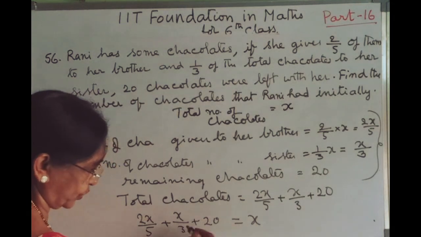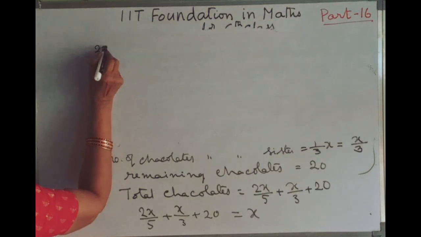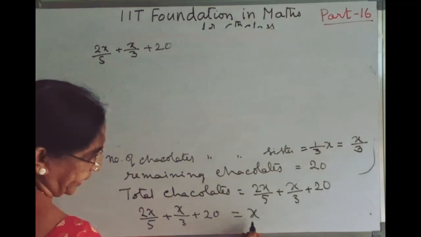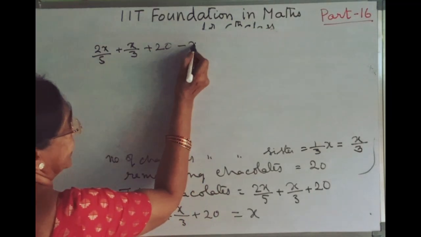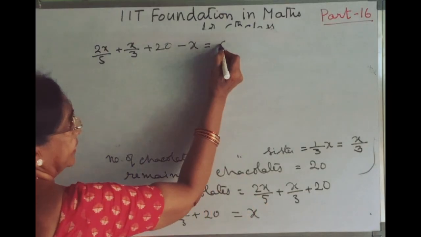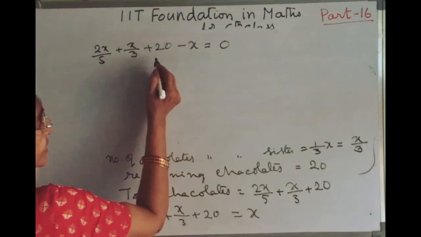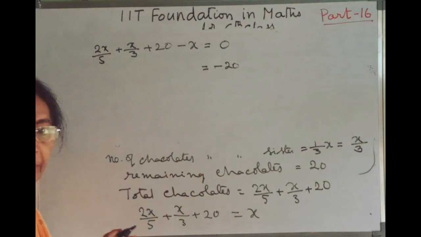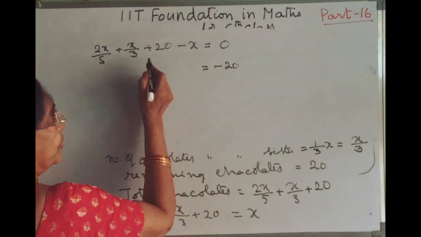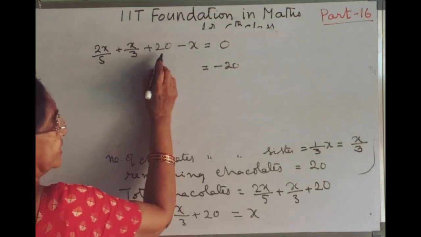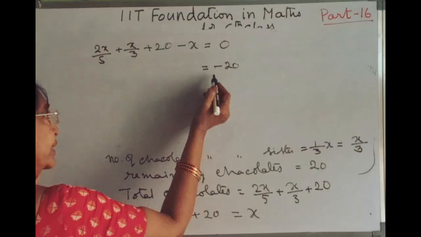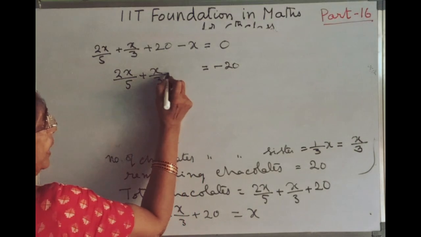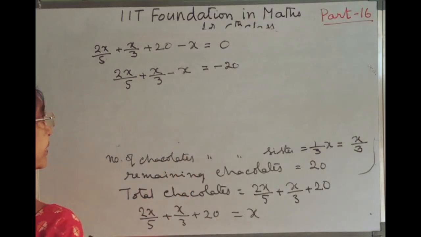So bringing this x to the left side, 2x by 5 plus x by 3 plus 20. Taking this x to the left side, it becomes minus x is equal to, there is nothing on the right side, therefore 0. So send this 20 to the other side, it becomes minus 20. That is subtracting 20 from both the sides. Plus 20 minus 20 gets cancelled on this side, and 0 plus minus 20 becomes minus 20. Therefore 2x by 5 plus x by 3 minus x is equal to minus 20.